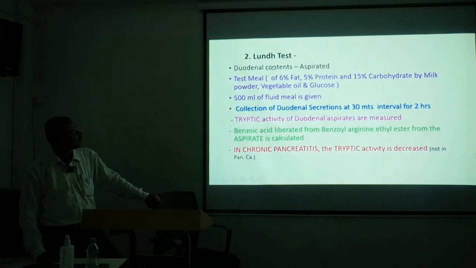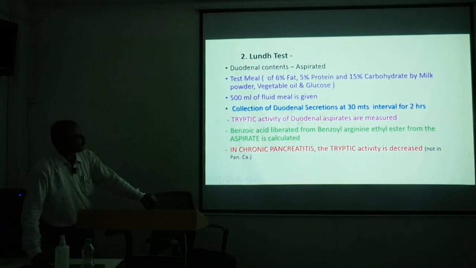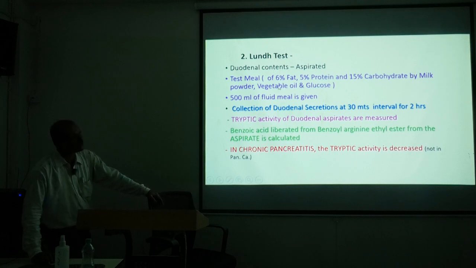A Lund test is another test. This is basically a tryptic activity measure. What is the amount of trypsin? Again, duodenal content is aspirated and a test meal is given. It has been standardized, just like the glucose tolerance test, to have 6% fat, 5% protein and 15% carbohydrate, in milk powder, vegetable oil and glucose. This meal is given and the duodenal secretions are collected every 30 minutes for 2 hours.